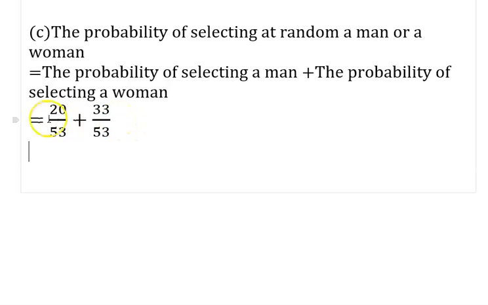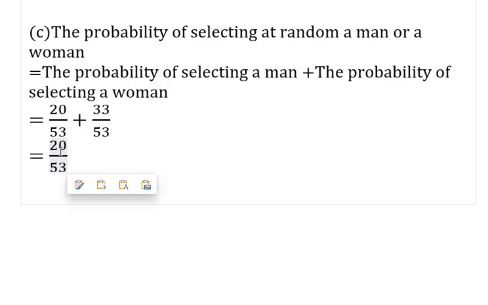So now that we'll be adding fractions, let's make use of LCM. It is very key. Now, what is the LCM of 53 and 53? That's 53. How many times will 53 go in 53? That's 1. 1 times 20 is this 20 that we have here. Plus, because we're adding, 53 in 53 is 1. 1 times 33 will give us what? 33. Awesome.